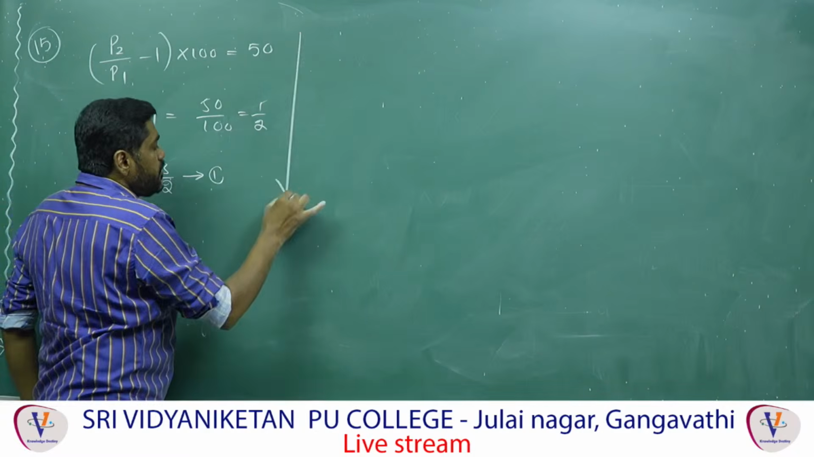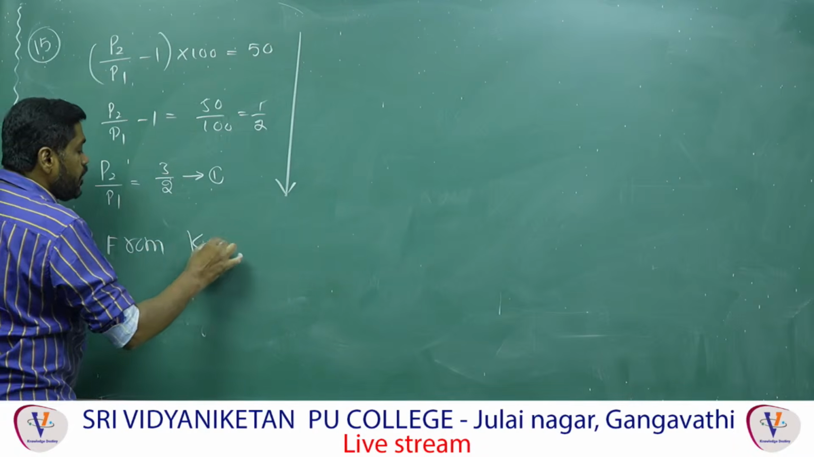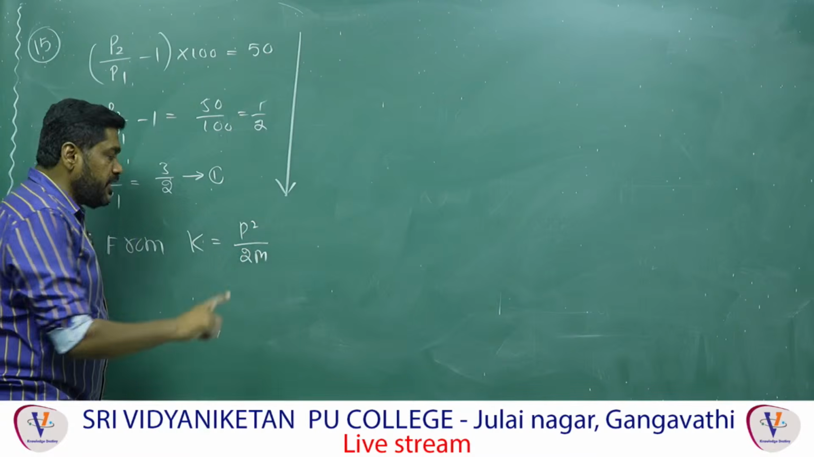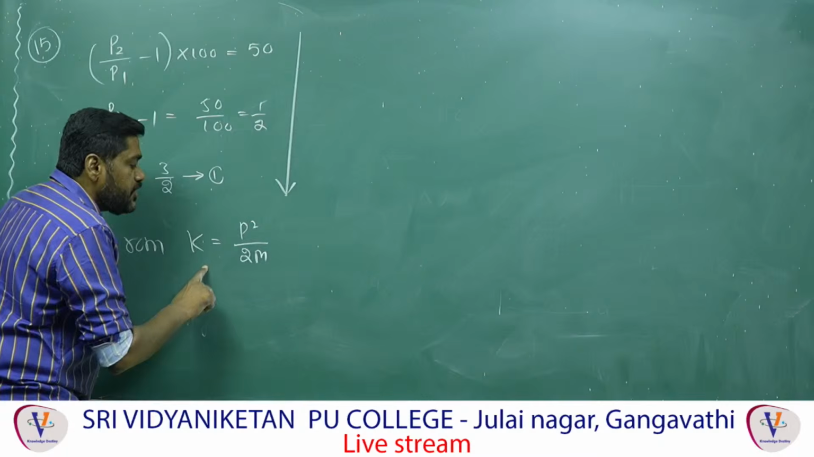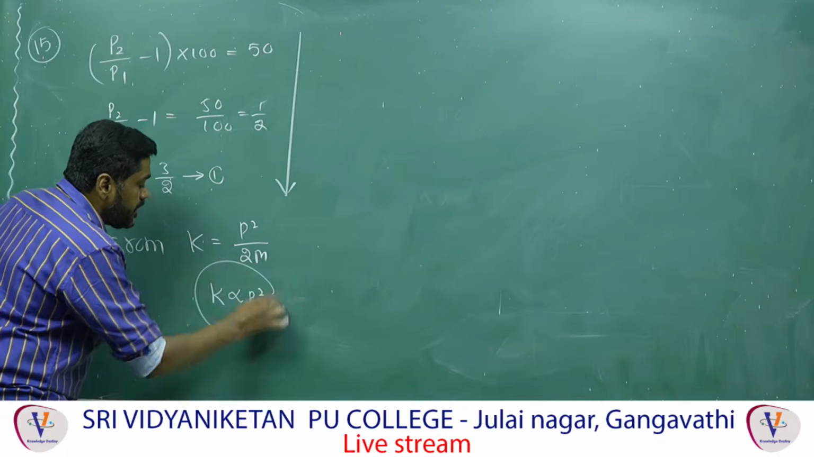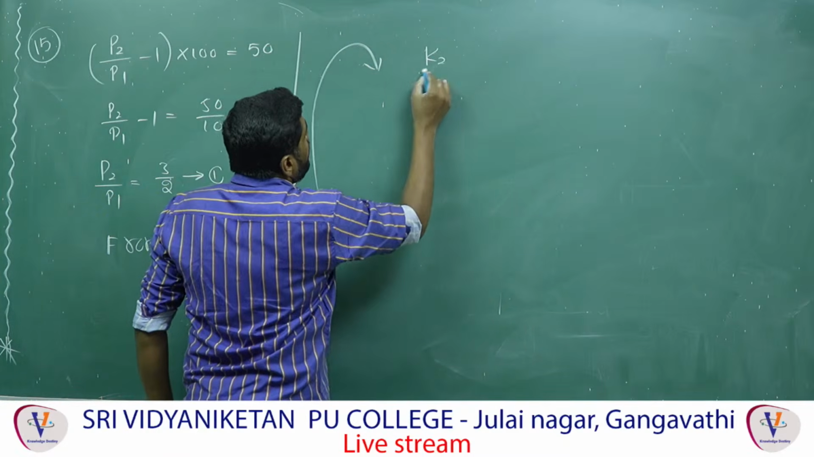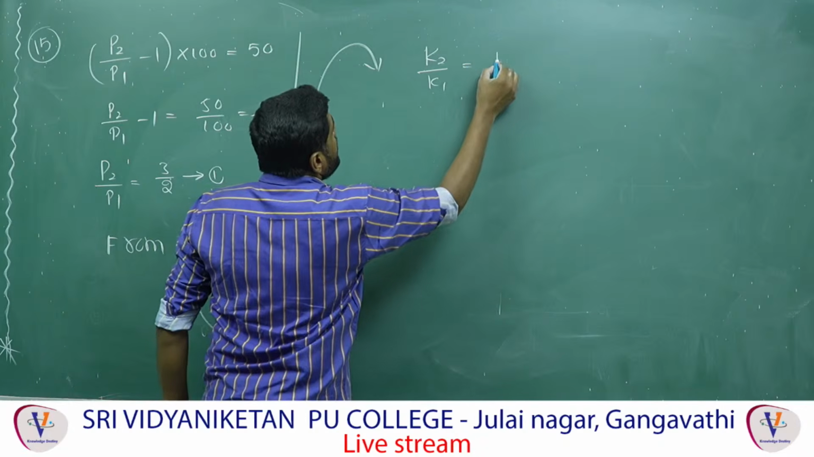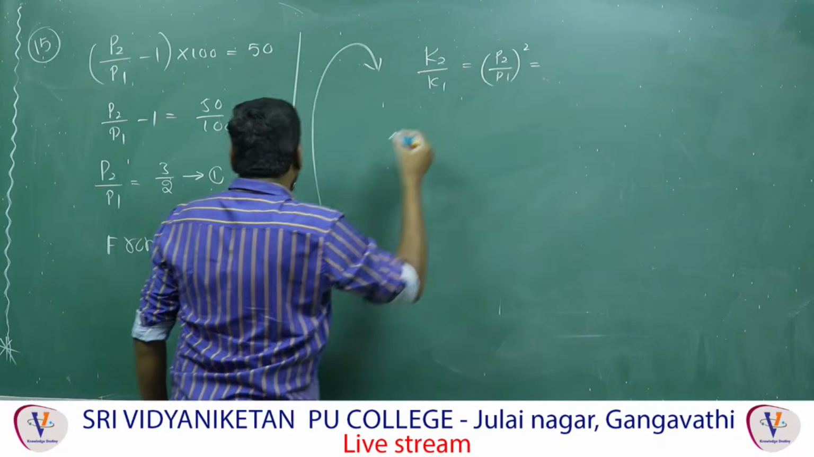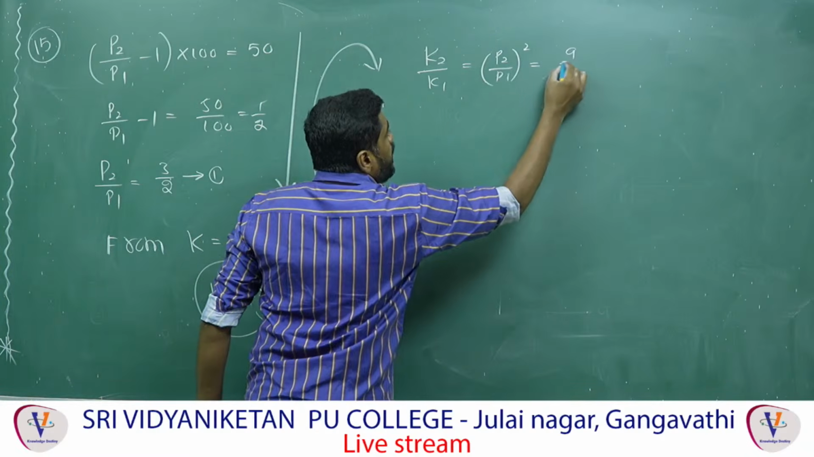And one more relation is there, or not? What is that? From the formula, kinetic energy K is equal to P square by 2m. This is the relation between the linear momentum and kinetic energy. Mass is constant, therefore K is directly proportional to P square. From this principle we can say K2 by K1 is equal to P2 by P1 whole square, and P2 by P1 you already got as 3 by 2. Therefore, 9 by 4.